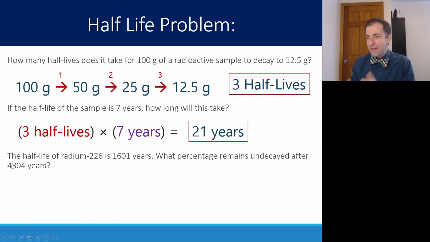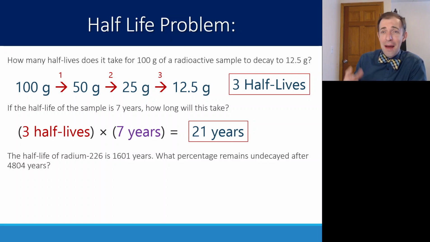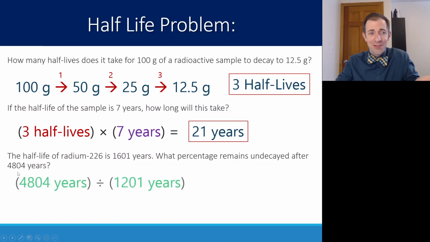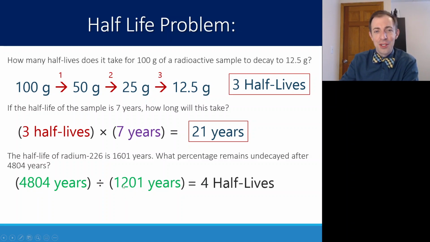Then if I take my half-life of radium, which is a different element in this case, and I know, for example, that that half-life is about 1,600 years. What percentage remains undecayed after 4,800 years, approximately? Well, I just need to figure out how many half-lives have happened in that amount of time. If the half-life is 1,600, and in total I have 4,800, 4,800 divided by 1,600 should give me about three half-lives.